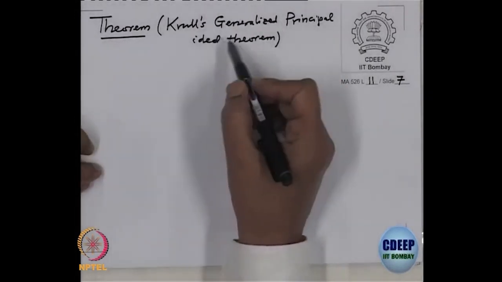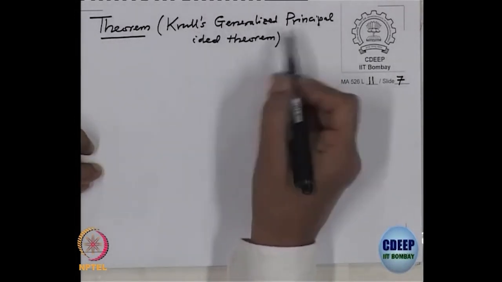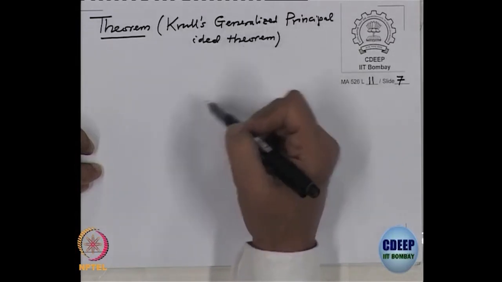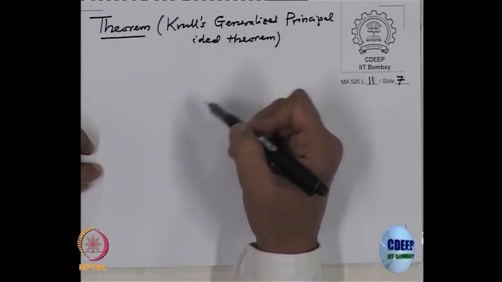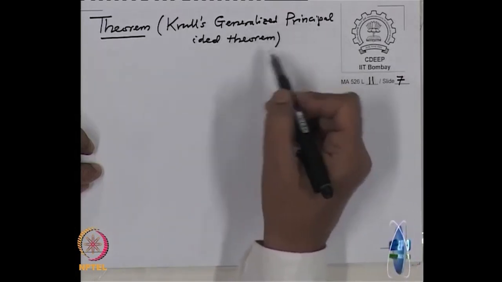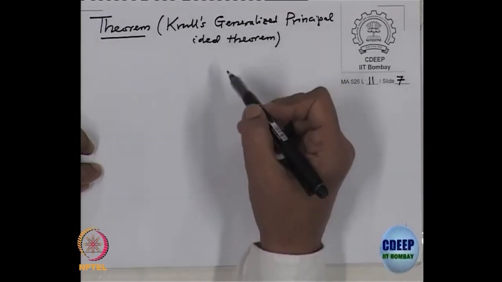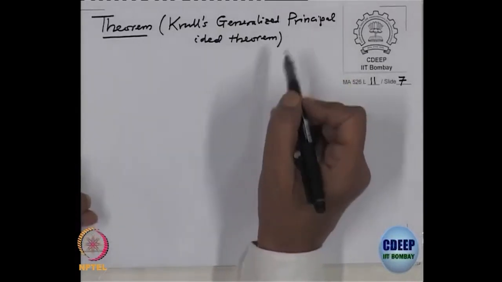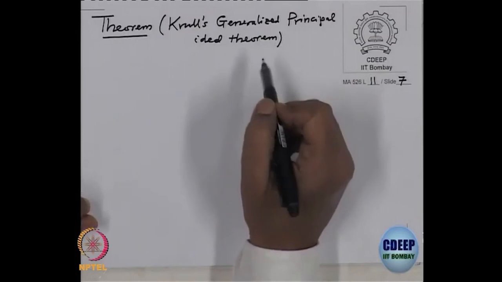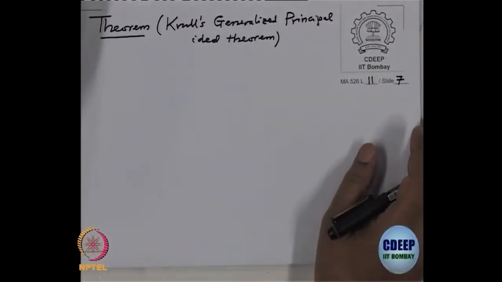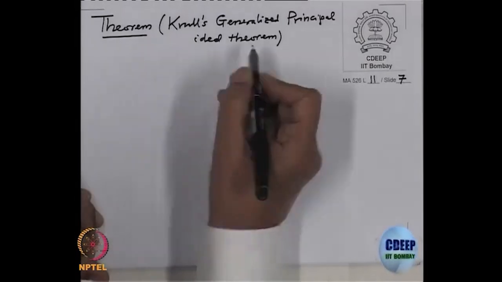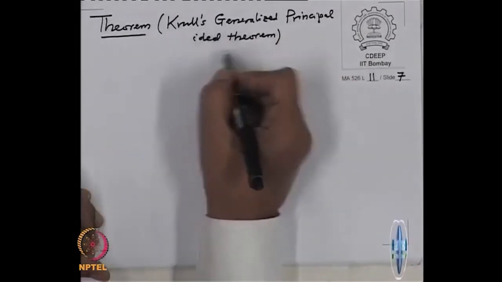Krull stated it first. Krull stated and proved it first for the principal ideals, and then later on for arbitrary ideals. But somehow in the literature the same name carries over, principal ideal theorem. It's for the ideals in general, but first he stated it for principal ideals, but the theorem is really for arbitrary ideals. Okay, so part one is actually this Krull's theorem.